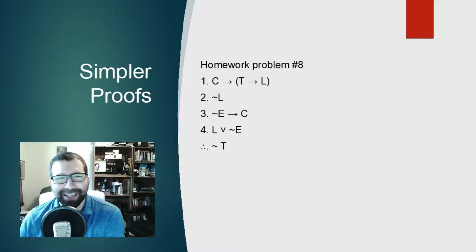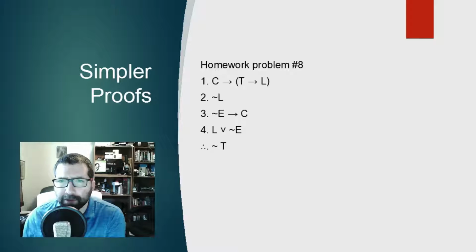If this was done with truth tables, it would be an extremely long proof. How many letters are there here? We've got C, T, L, and E. So this would be very long and it would take forever, but we're going to do it through natural deduction. It's a little bit more intuitive, and you're going to see how one piece leads to the next.